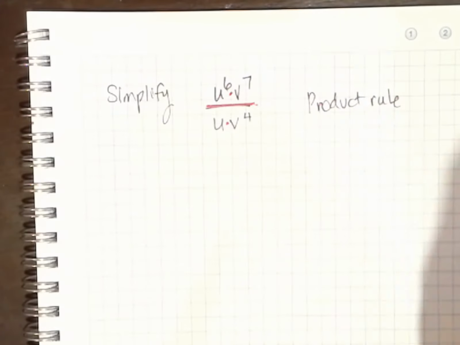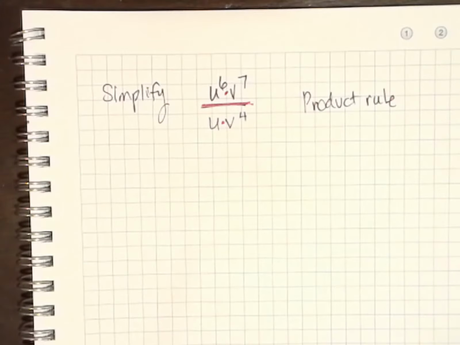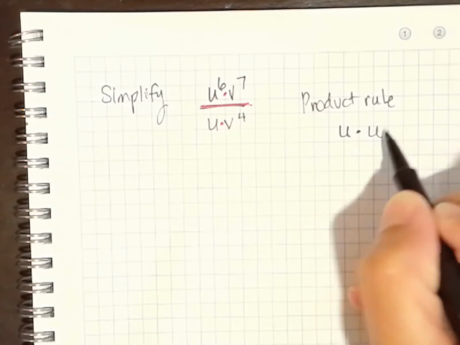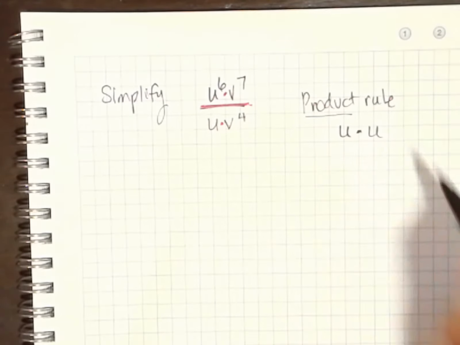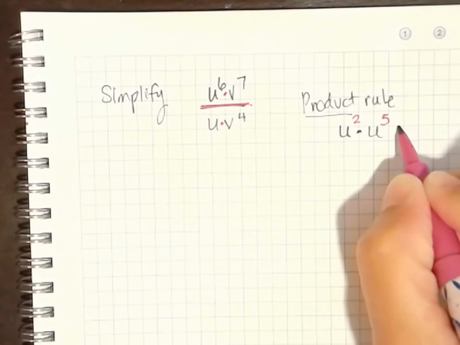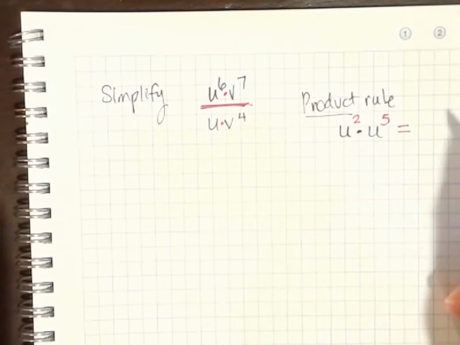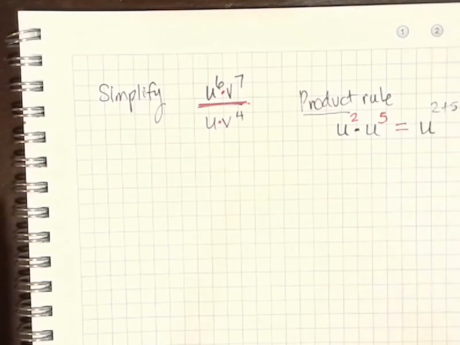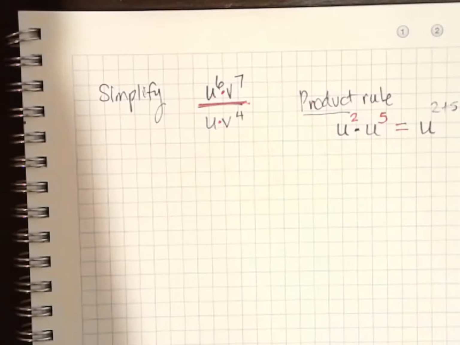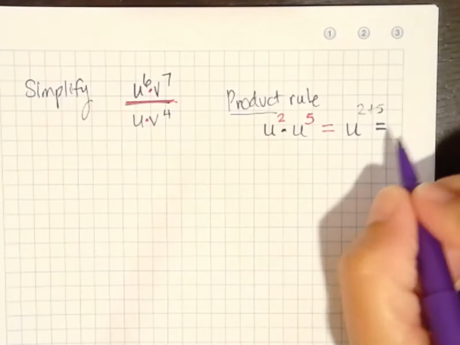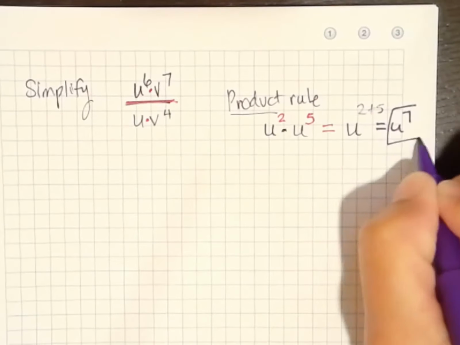The product rule says that if you have bases of the same, so if you have a u times a u, because product means to multiply, but then they have powers, let's say a 2 and a 5, to use the product rule, you would get your base of u, and then you would take the two powers and add those two powers together. So your final answer would be u to the 7th.